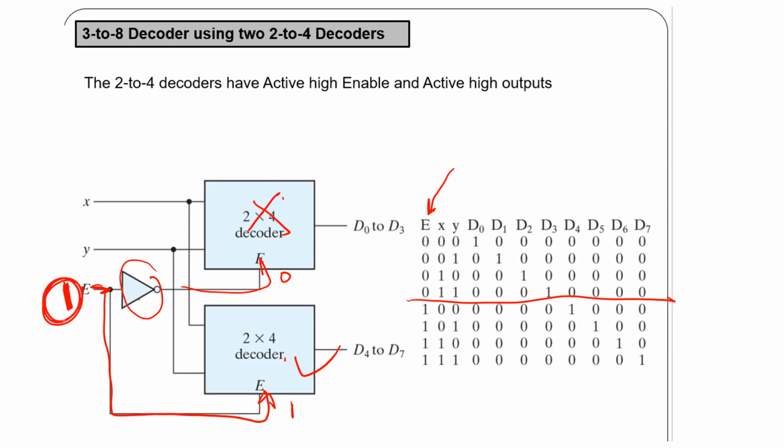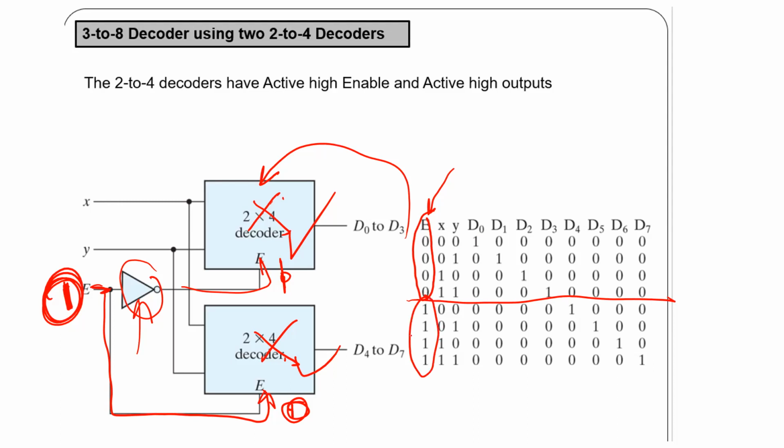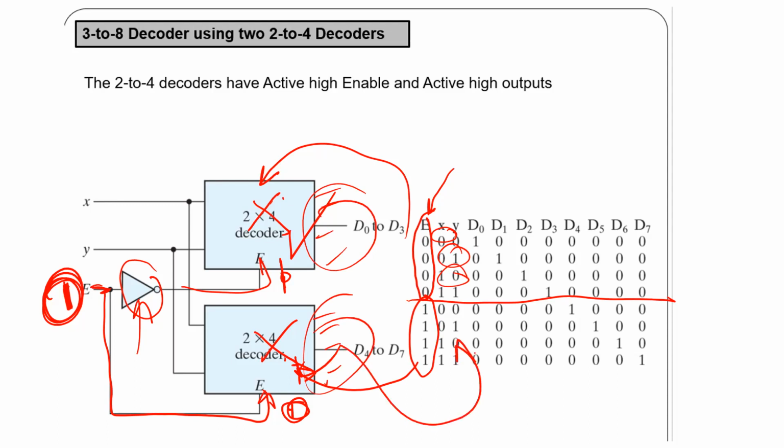If I put 0 here, this one is disabled because its enable input is 0, but the other one is enabled. Because of this inverter, only one of them is enabled at a time. That means for 0, 0, 0 we're using the first one, but for 1, 1, 1 I'm enabling the second one. Then based on the selector, I select 1 out of 4 in the first, and 1 out of 4 in the second. Anyway, that's the end of it. Okay, thanks.